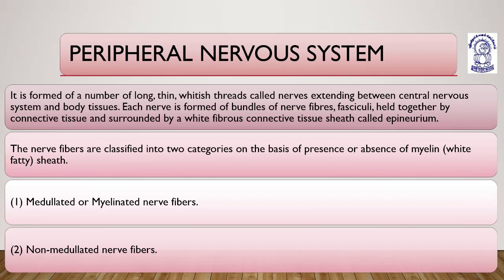Now comes the peripheral nervous system. It is formed by a number of long, thin, whitish threads called nerves extending from the central nervous system to body tissues. Each nerve is formed of bundles of nerve fibers, fasciculi, held together by connective tissue and surrounded by a white fibrous connective tissue called epineurium. So the peripheral nervous system is covered by epineurium, the white fibrous connective tissue.